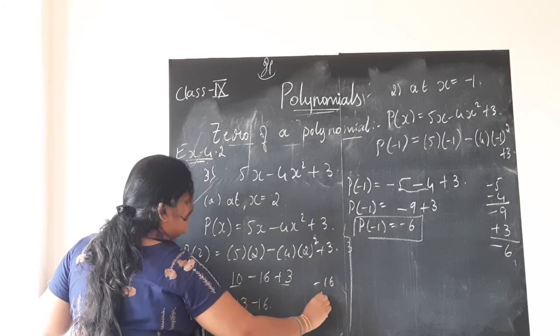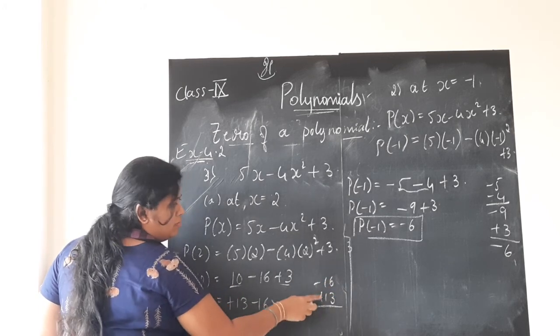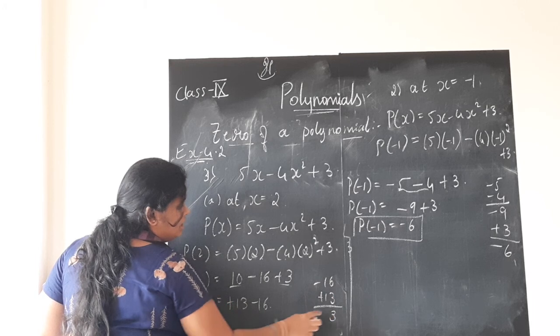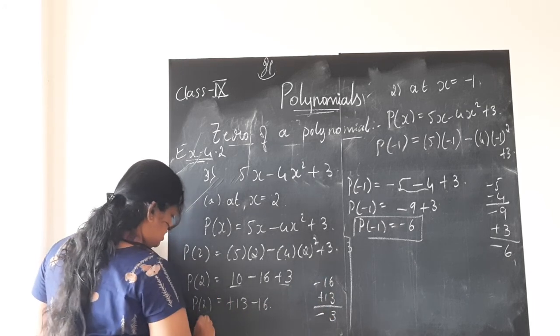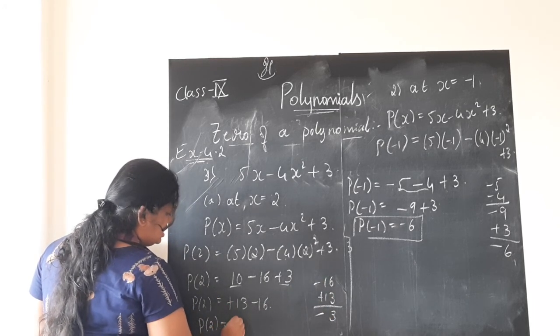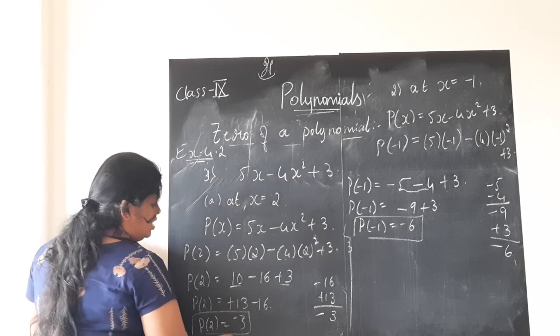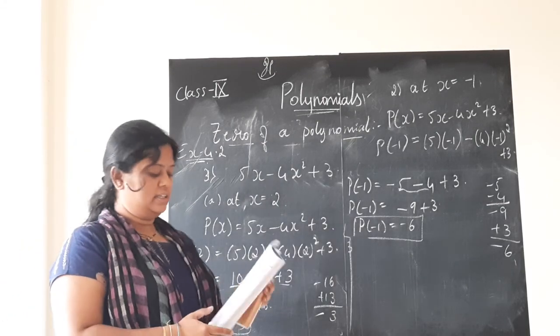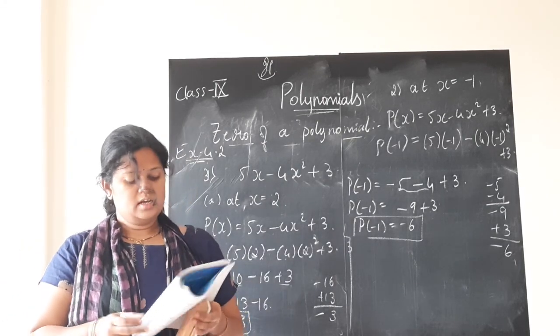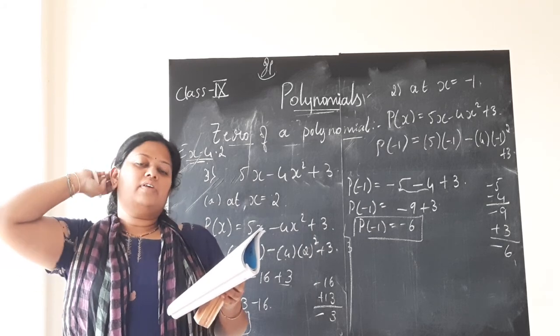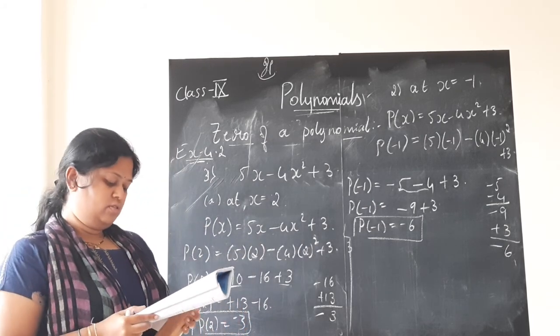I have now minus 16 plus 13. One minus, one plus means subtract. 16 minus 13, 3. Greater number sign, minus 3. P of 2 is minus 3. That's all, children. This is how you find the value of any given polynomial for the respective values of x given.